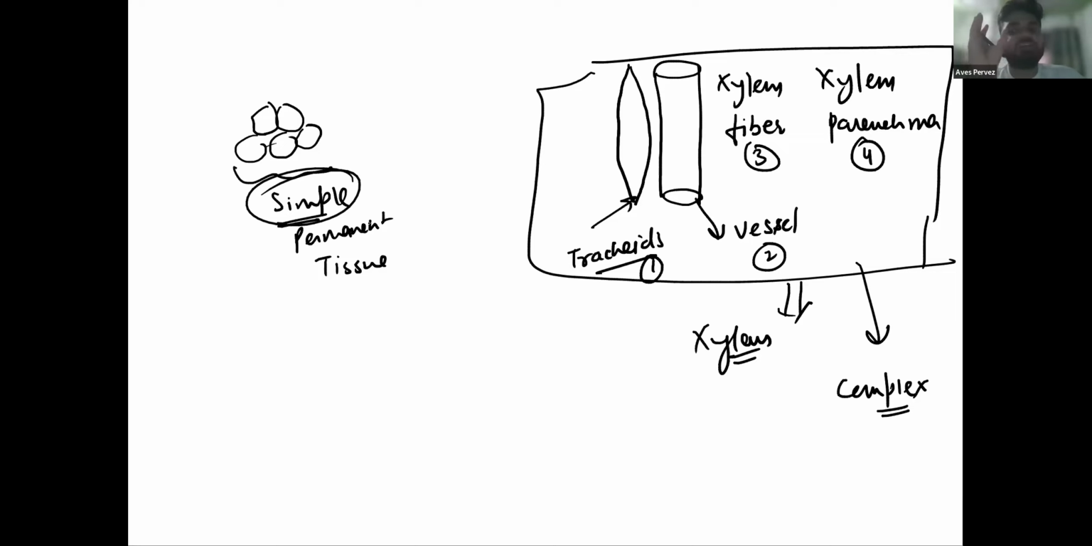Got it? First of all, is it clear what is the difference between a permanent tissue and a meristematic tissue? Tell me, who is going to answer me? Is that clear to you? Yes, sir. Okay, tell me what is the difference. Abdul Jabbar, please unmute your mic and tell me what is the difference between permanent tissue and meristematic tissue? Avni, what is the difference between permanent tissue and meristematic tissue?